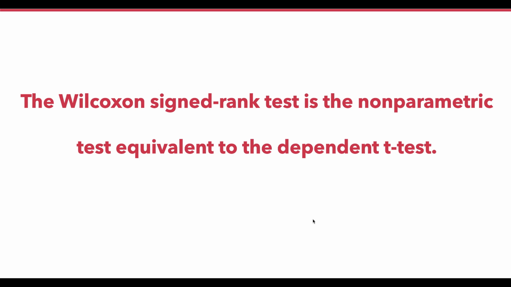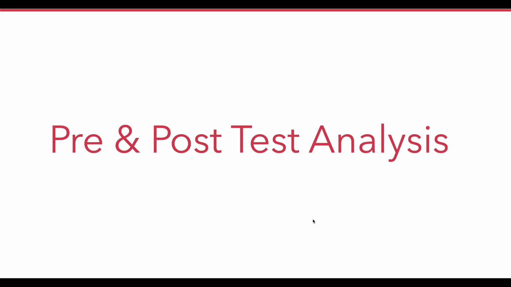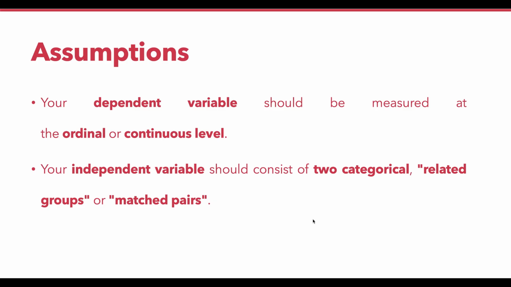As the dependent t-test is also called pre and post test analysis, similarly, this also serves the same purpose. So let us see the assumptions of it. There are two assumptions to the Wilcoxon signed rank test. The dependent variable should be measured at ordinal or continuous level, and your independent variable should consist of two related groups or matched pairs.